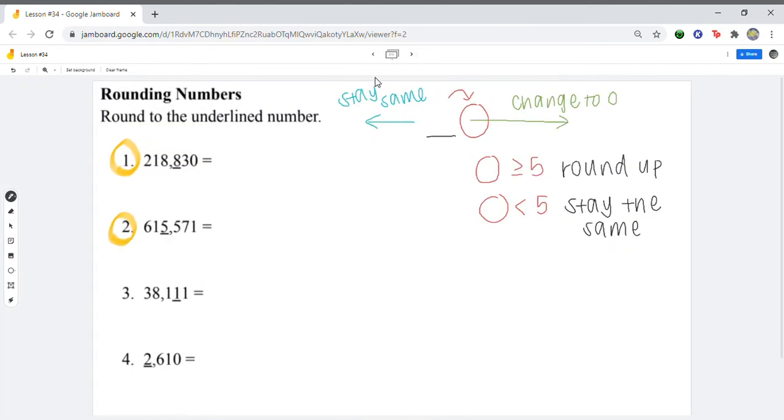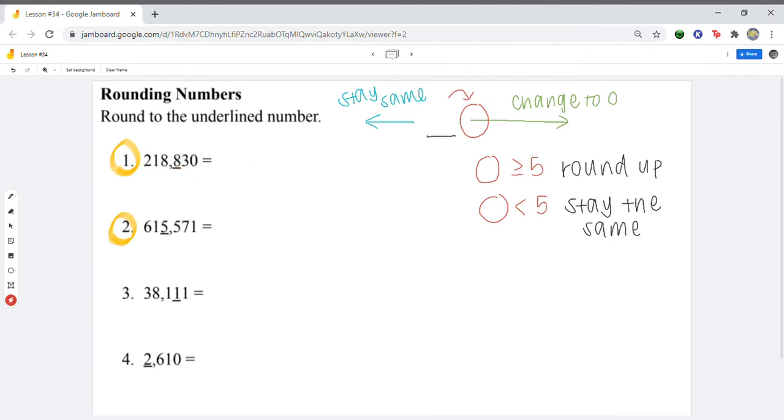The second section we're going to go over is how to round numbers, and we're going to be rounding to the underlined number. On the right side over here, I drew a diagram. It'll be much easier to understand after I explain it. It is a bit confusing now. So number 1 over here, we're going to round 218,830. We see the underlined number is 8.